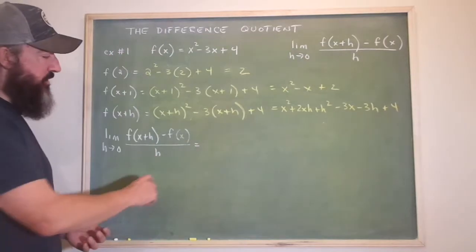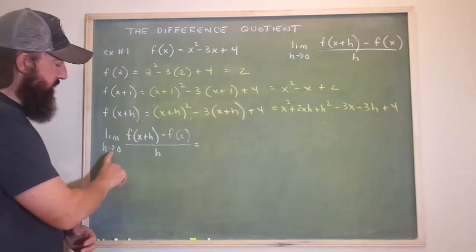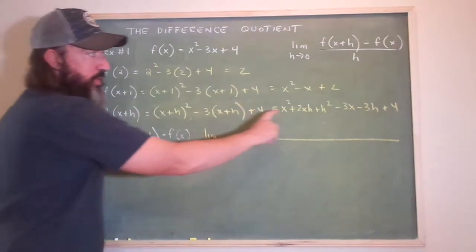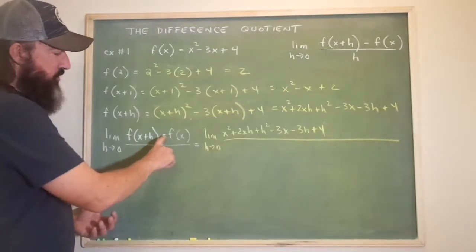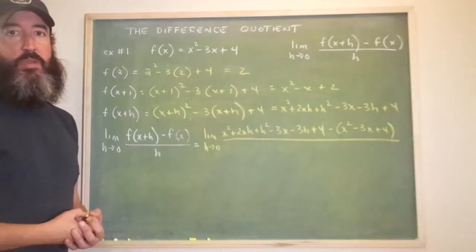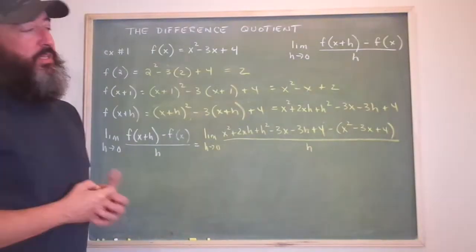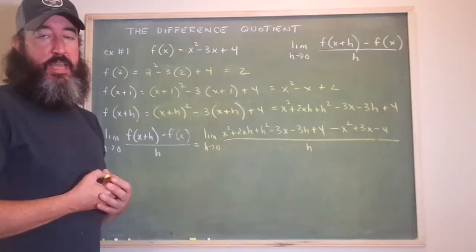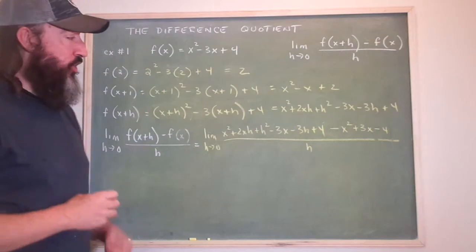All right, let's see what happens when we evaluate this difference quotient. It's the limit as h approaches 0 of f of x plus h, which we have right over here. And we're then going to subtract f of x. We're going to subtract the original function. And we're going to divide it by h. Let me distribute this negative to the original f of x. And now there should be a bunch of terms in the numerator that cancel out.